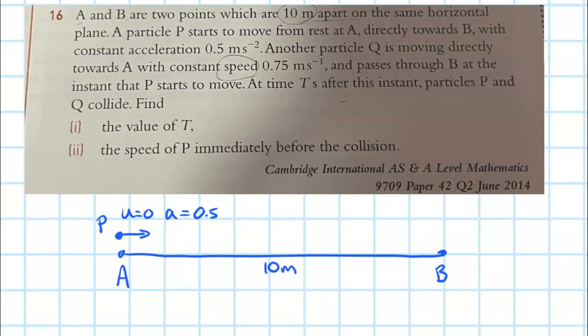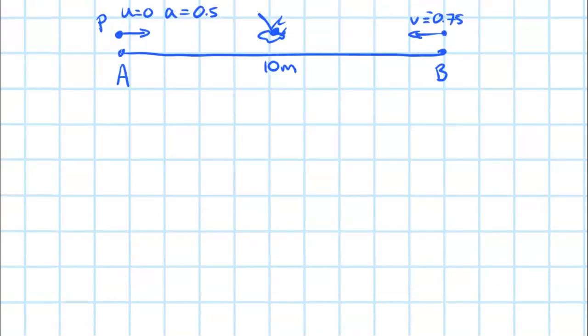Particle Q at the same time, which means we'll make that time 0. At time 0, it's at B, and it's already traveling. It has a velocity, and its velocity is constant, 0.75 meters per second. So if we start assigning directions, we can say a positive direction is A to B, which would mean it's a negative velocity if we want to work that way. All right, those two particles are going to collide somewhere. Where is that collision? How long does it take to get there?